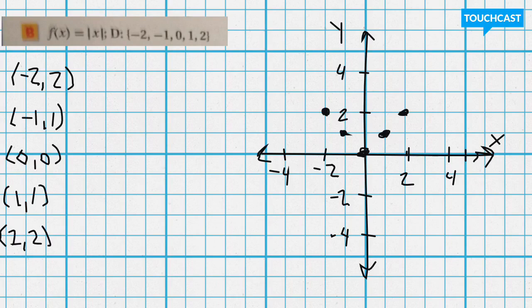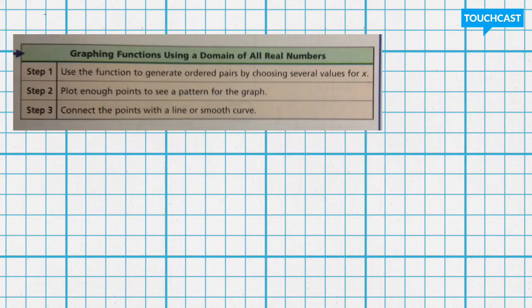Since we had given domain values and our domain was not all real numbers, we cannot connect the dots, so we are done graphing f of x equals the absolute value of x. Sometimes we're not going to be given specific domain values when we're graphing. We're going to be either told nothing about the domain or that the domain is all real numbers.